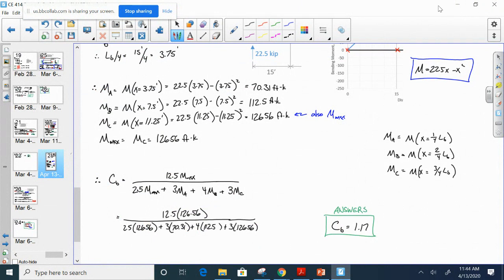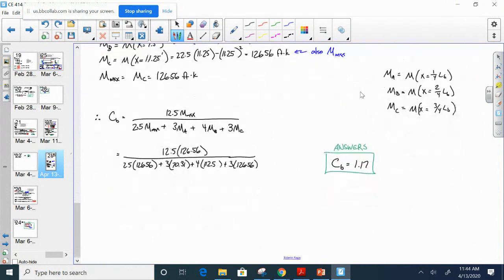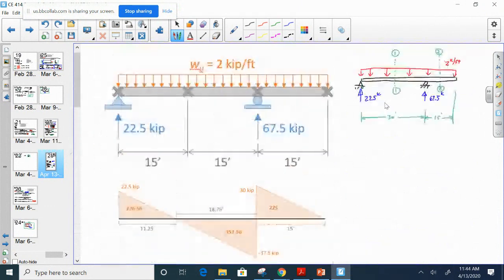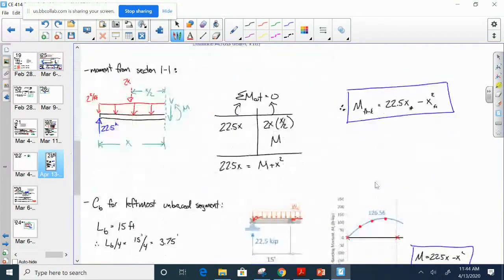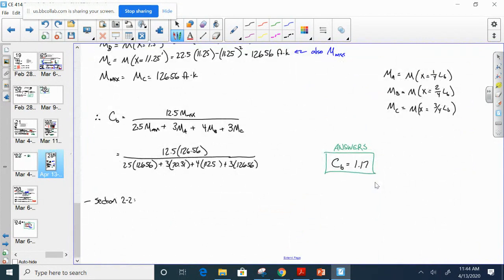All right. Now, I'm actually going to skip the middle segment. I want to go to the rightmost segment next. In order to go to the rightmost segment, I need to look at section 2.2. If we remember, here's the beam over here on the top right. We need to cut a section for this segment. For section 2.2, I'm going to cut a section and look to the right because there's a lot less going on there. So if I cut a section and I look to the right, all I've got is this.